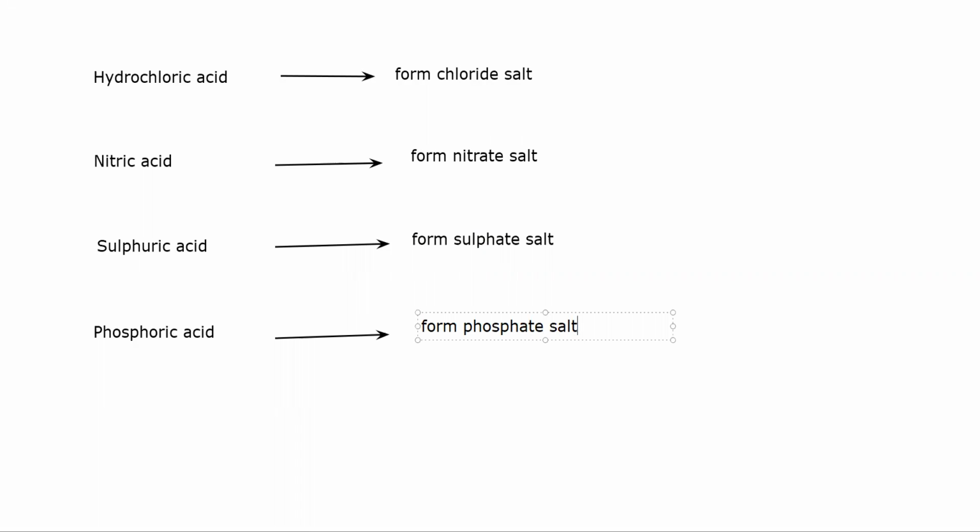these acids. If it's hydrochloric acid, this will result in a chloride salt. If it is nitric acid, it results in the formation of nitrate salt. Sulfuric acid, sulfate salt. And phosphoric acid will give phosphate salt.